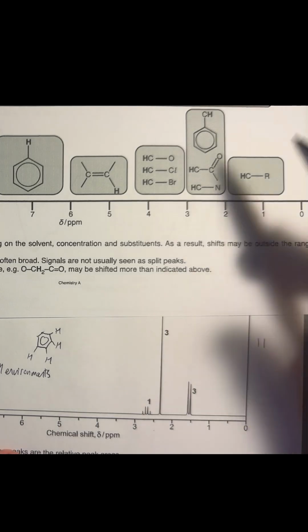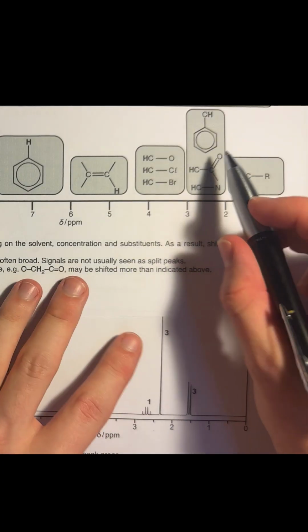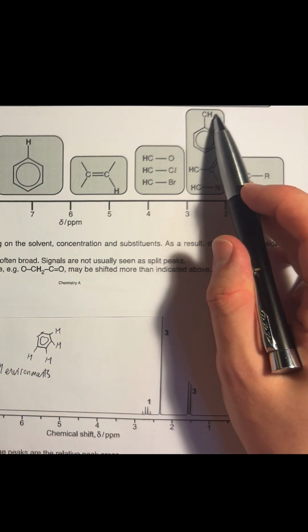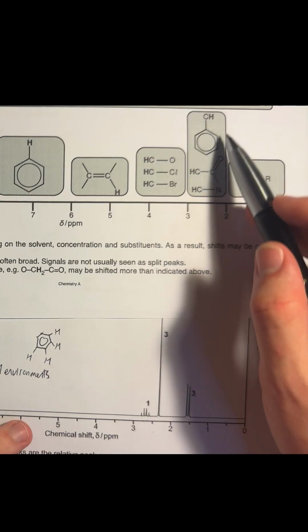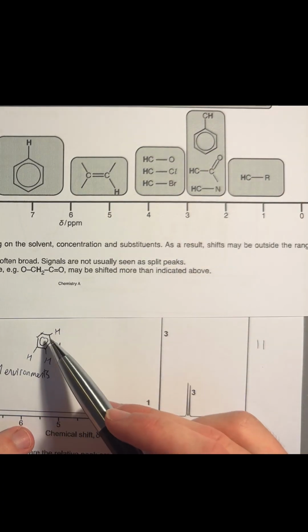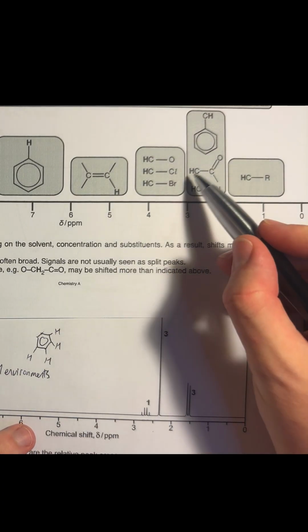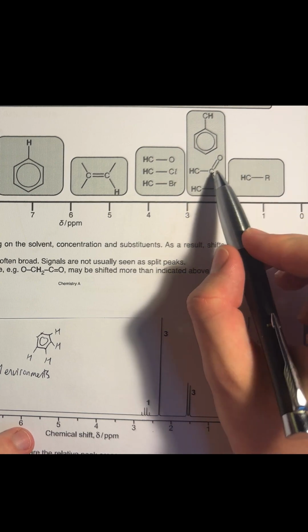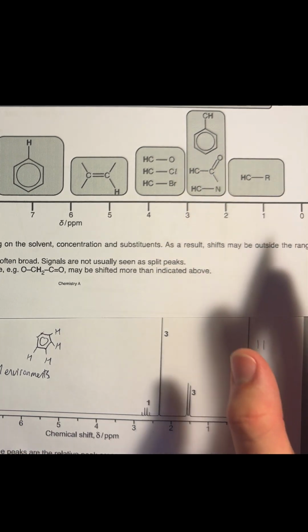Over here it's a bit harder to tell, because this is around, this would be about 2.4, and this will center about 2.7, for example, both of which fall within this category up here. So it could either be an H bonded to the carbon bonded to the aromatic ring here, or it could be an H bonded to a carbon bonded to a carbonyl. It's hard to tell at the minute.